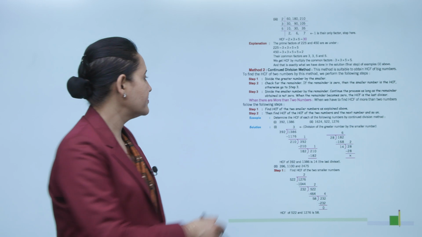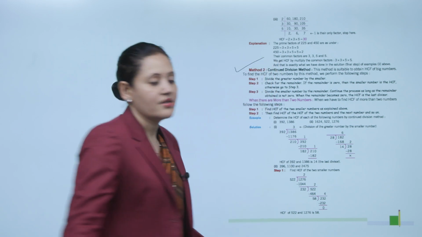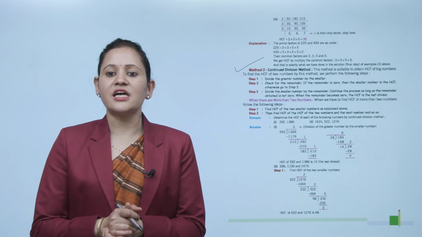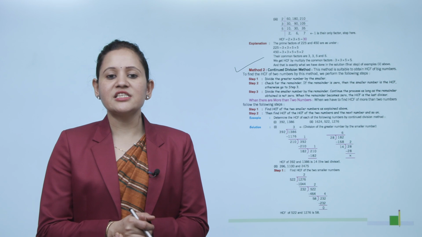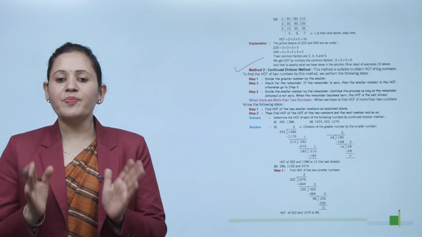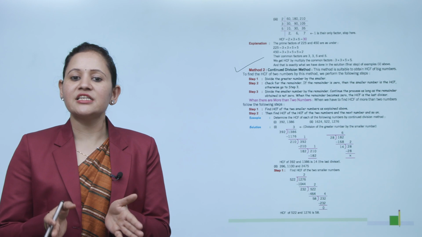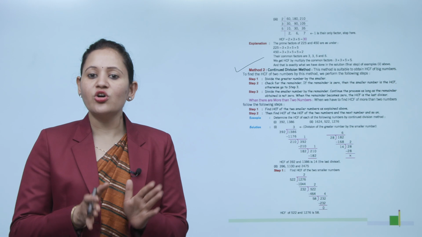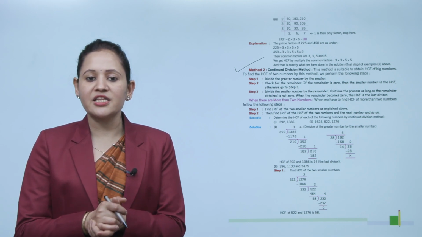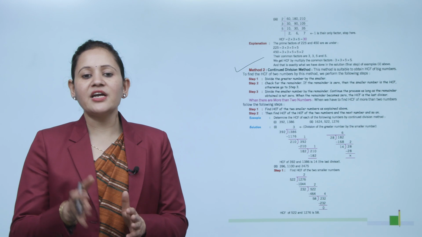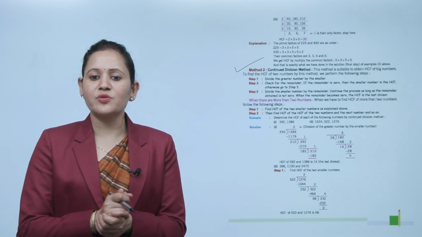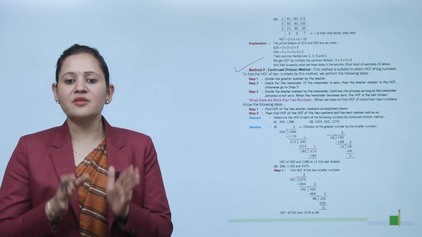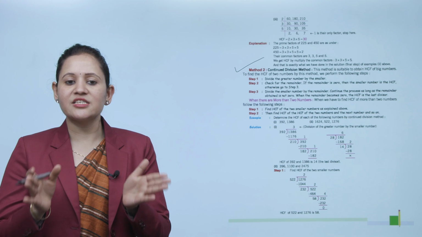Next is method 2, that is the continued division method. This method is suitable to obtain the HCF of bigger numbers. To find the HCF of two numbers by this method, we perform the following steps. Step 1. Divide the greater number by the smaller number. Check for the remainder. If the remainder is 0, then the smaller number is the HCF, otherwise go to step 3. Divide the smaller number by the remainder. Continue the process as long as the remainder obtained is not 0. When the remainder becomes 0, the HCF is the last divisor.